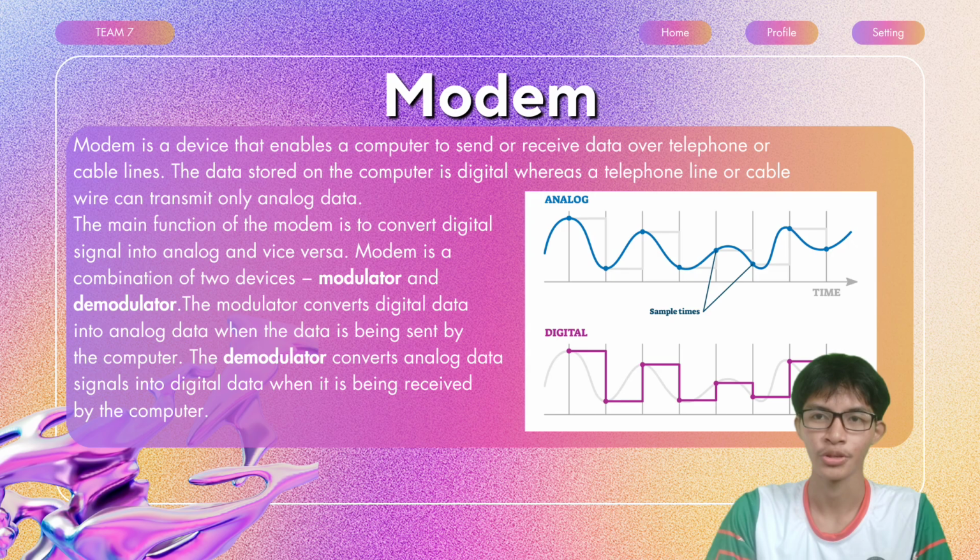A modem is a combination of two devices: a modulator and a demodulator. The modulator converts digital data into analog data when the data is being sent from the computer. The demodulator converts analog data signals into digital data when it is being received by the computer.